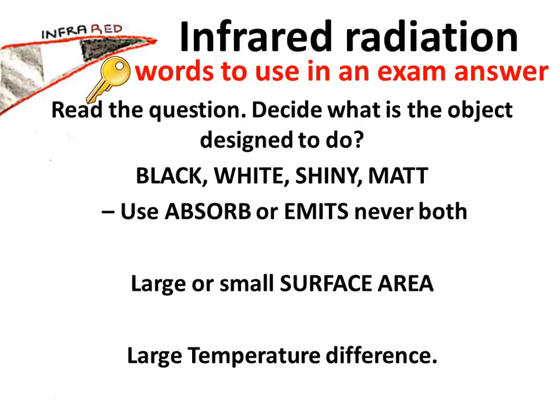You need to read the question, you need to decide what the object is actually designed to do. And then you can go on from that. Is it black? Is it white? Is it matte? Is it shiny? So then you need to use the words absorb or emit. Do not use both because then you will not get the marks. You need to show the examiner you know which specific one it is designed to do. If there's a large surface area or a small surface area, you need to talk about that also. And if there was a large temperature difference.